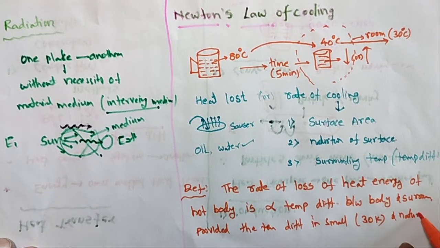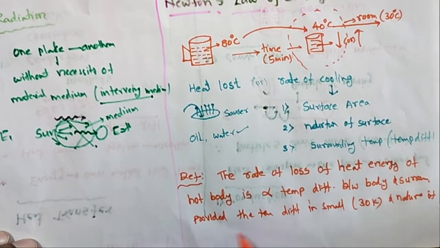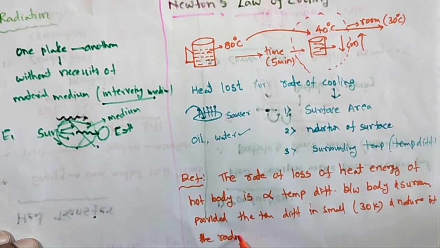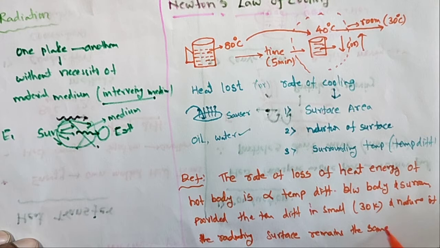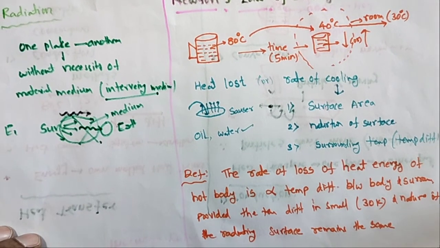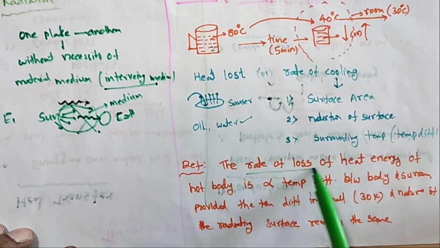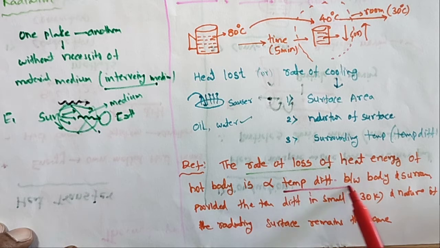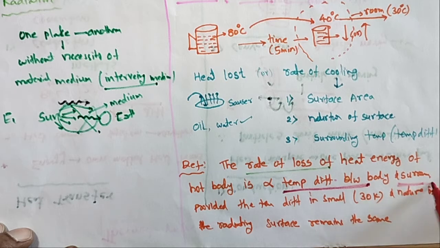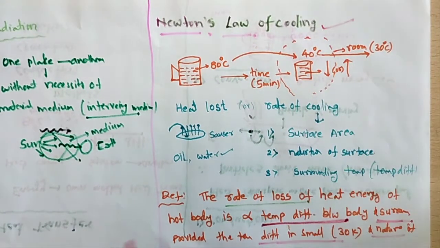the nature of the radiating surface remains the same. So this is the definition of Newton's law of cooling. The rate of loss of heat energy of a hot body is directly proportional to the temperature difference between the body and its surroundings, when the difference is very small and the nature of the radiating surface remains the same. This is called Newton's law of cooling.